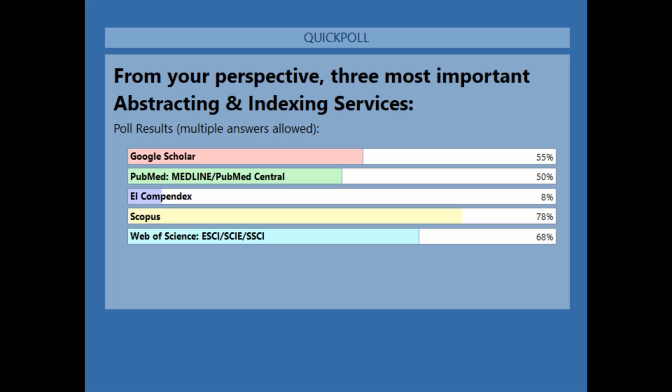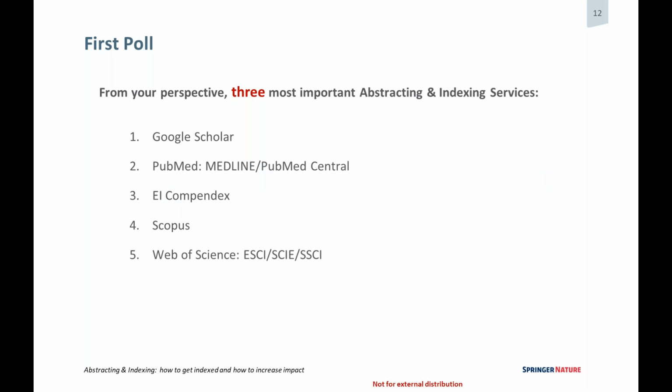Or I can tell you, people have voted 78% for Scopus, 68% Web of Science, and the third is Google Scholar, 55% votes. Excellent. Great to know. Very important. Okay. So that's very interesting that this audience thinks that Scopus is the most important, and rightly so. And we'll go into the details.